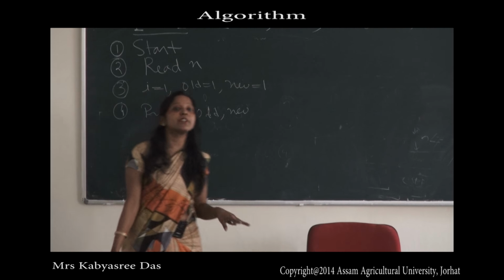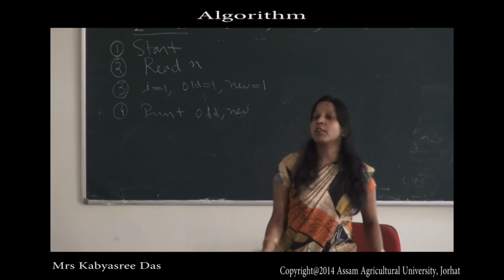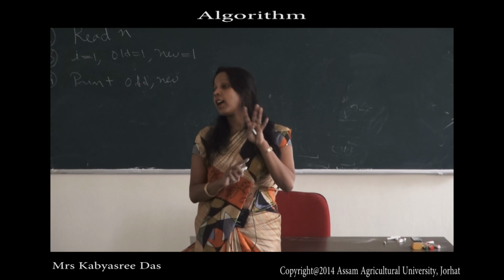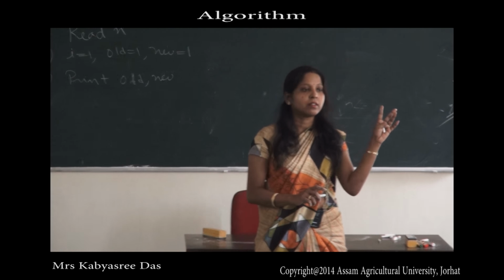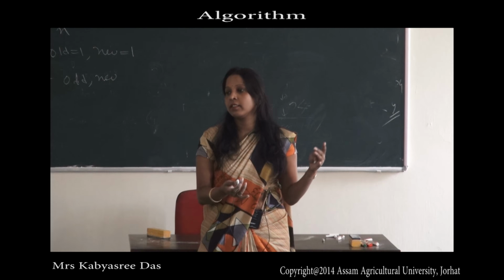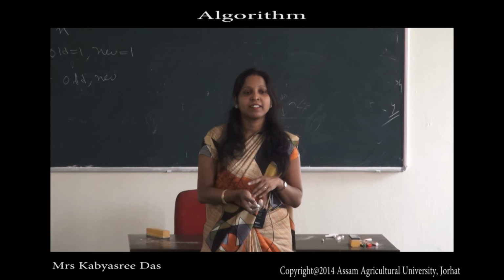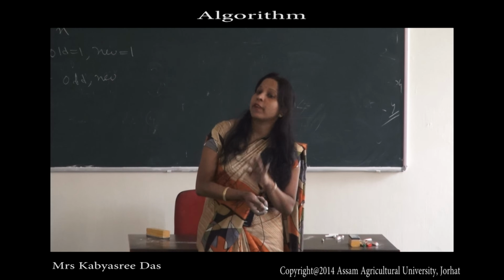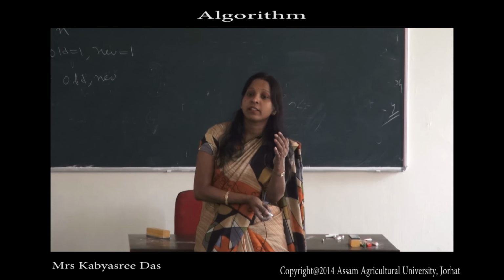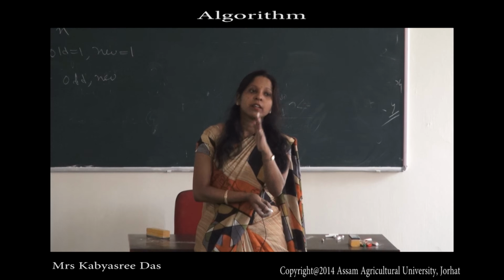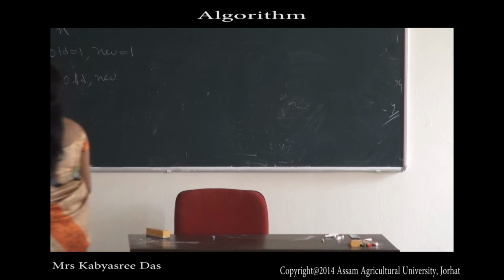And how many terms remain to print? There are n terms in your series. You will print 2 terms of this series. Then how many terms remain to print? Suppose you have to print 5 terms. You have already printed 2 terms of this series. Then how many terms remain to print? 3. That means n minus 2 terms remain to print. So here I write the logic, number 5.